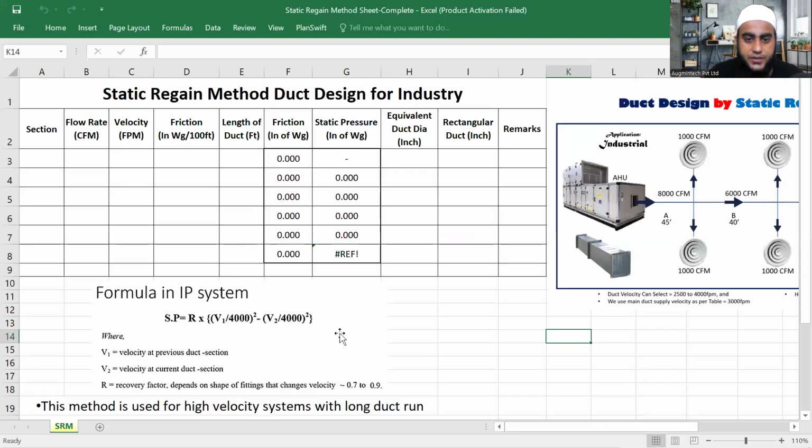So now tell me, is this Excel sheet visible to all of you? Please let me know. Please, fast. This Excel sheet is visible now.